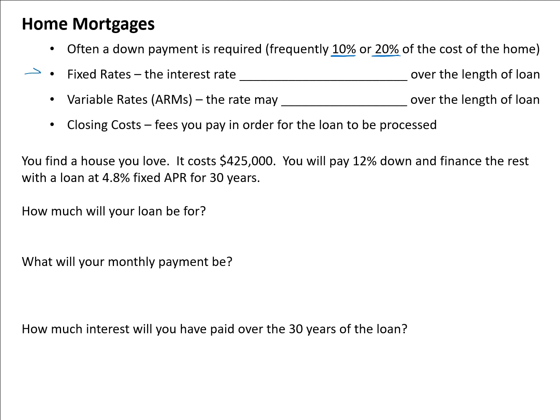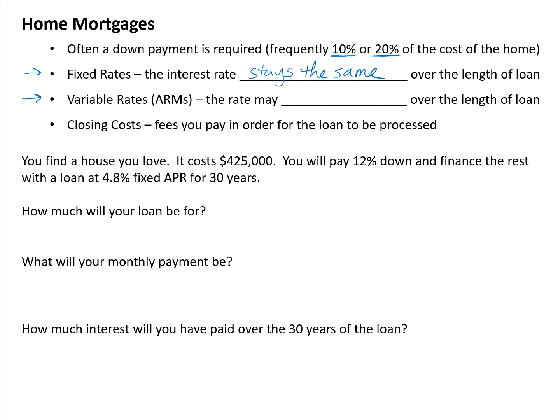Now, there are often two ways that interest rates can be looked at, or set up, I should say, with home mortgages. You can have a fixed rate home mortgage. That's when the interest rate stays the same over the entire length of the loan. So the interest rate stays the same.